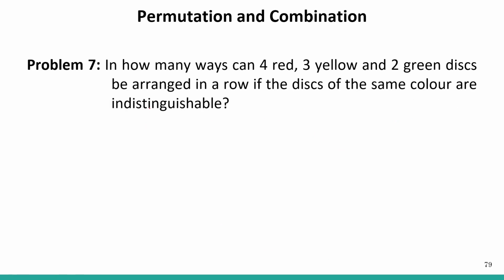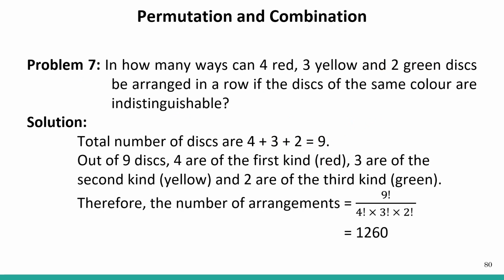Okay, so let's try to see problem number 7. In how many ways can 4 red, 3 yellow and 2 green discs be arranged in a row if the discs of the same color are indistinguishable? So 4 plus 3 plus 2, it will be 9. So 9 factorial by 4 factorial into 3 factorial into 2 factorial. That will be 1260. Total number of discs are what? 9. That is why we have written 9 factorial in the numerator.